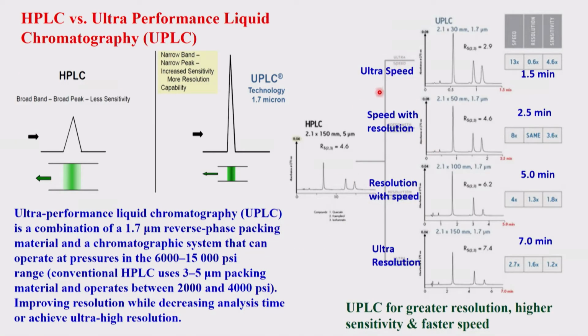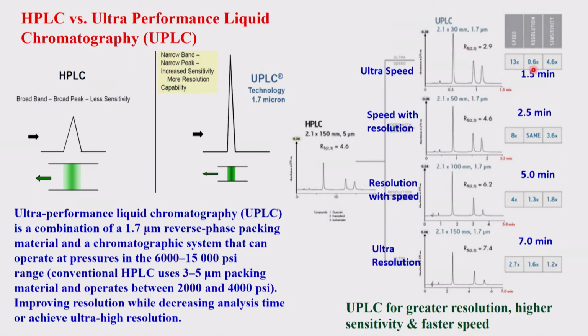Using that, you can make ultra speed, you can make speed with resolution, you can resolve with the speed, you can have ultra resolution as well. So this will give you the level of the UPLC, for greater resolution, higher sensitivity, and faster speed. Depending upon what kind of resolution you require, you can choose any of these.